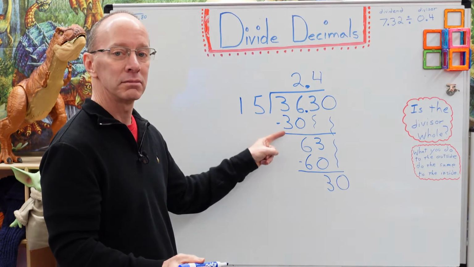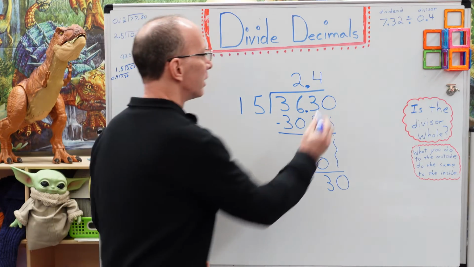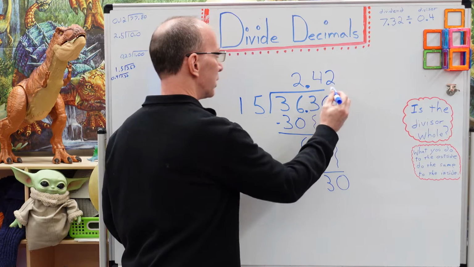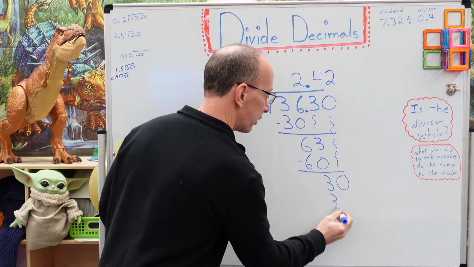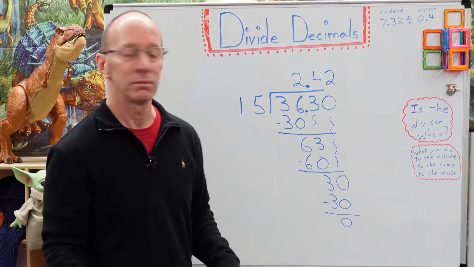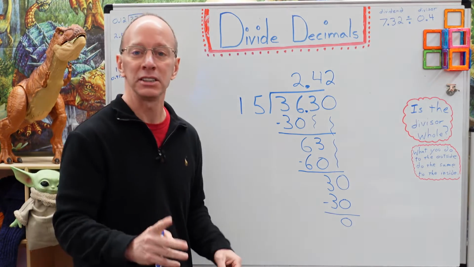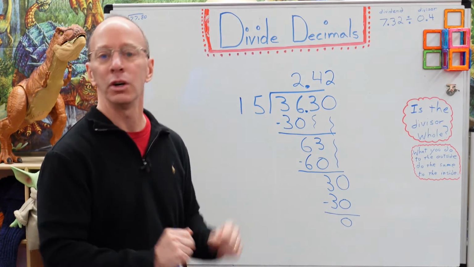30. 2 times 15 equals 30. So I'm going to go ahead and put a 2 right here. 2 times 15, 30. Subtract. We end up with a 0. No remainder. Hey, easy, cheesy, lemon squeezy. You ready to do another one? Yeah, let's do it.